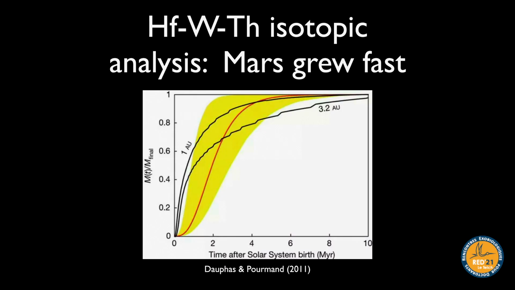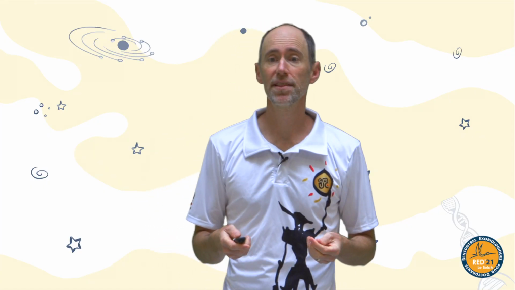That same type of analysis, done on Martian meteorites, suggests that Mars actually grew fast. In contrast with the Earth, Mars's growth was done within 5 or 10 million years. This plot is showing growth curves that can match Mars's isotopic measurements. So Mars did finish growing within 5 or 10 million years, whereas Earth wasn't finished for another 30 or 50 or 100 million years.